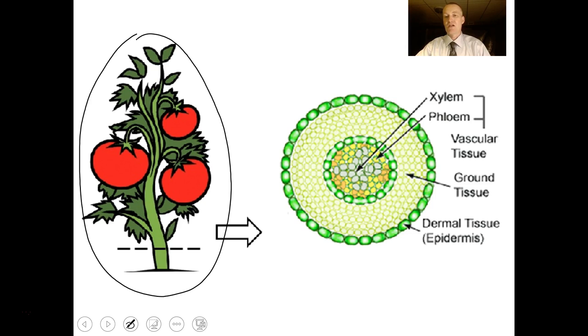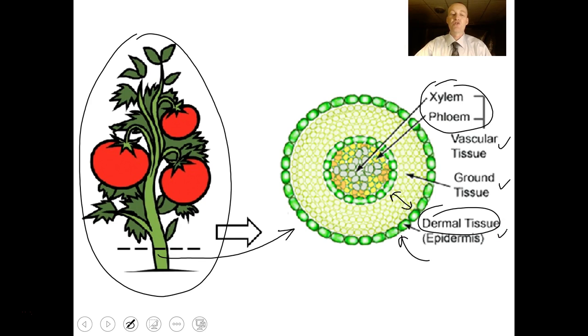So we can see here that if you take a cut through the stem and look at it under a microscope, you'll see xylem and phloem, and that would be the vascular tissue. You can see ground tissue in this little space between here and here. And then we have an outer covering, which is going to be the dermal tissue. So we have dermal tissue, ground tissue, vascular tissue making up this organ that we call the stem. Okay, so remember, just as you have organs that are made of cells, plants have organs that are made of tissues and cells as well.